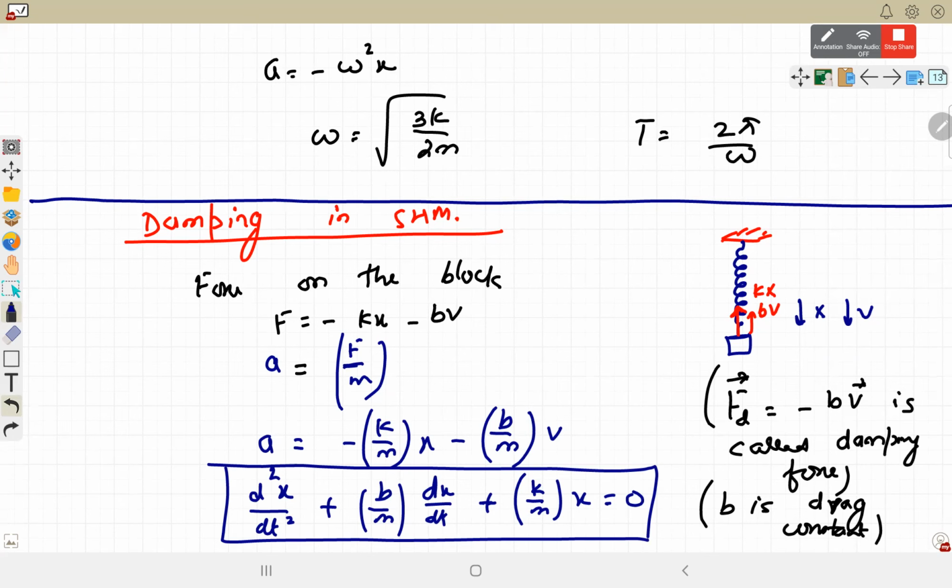When the medium is present, there will be some resistive force applied by the medium, due to which there is always some energy loss. So what does damping mean?